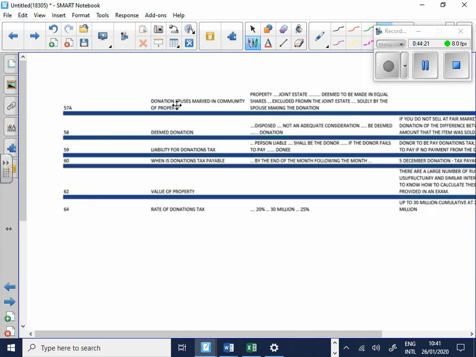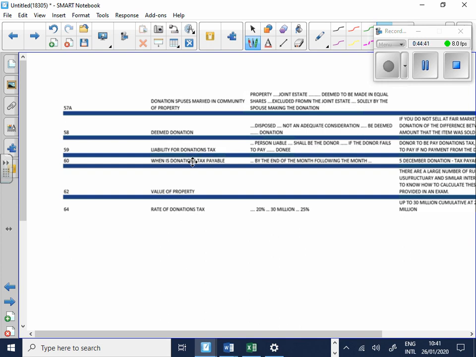Okay. Married in community property, at the top there, you'll say, oh, I remember. If you're married in community, 50% off. Deemed donation: if I don't pay enough, it's a deemed donation. Liability, okay. Person liable: donor. But if he doesn't pay, the donee.